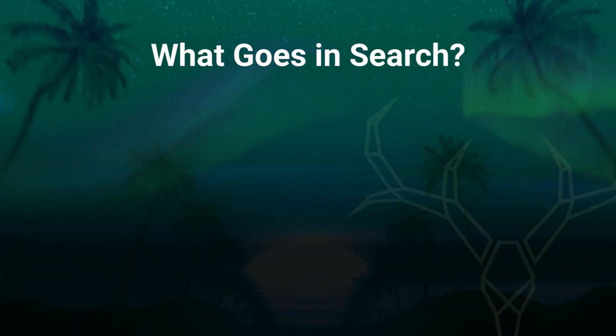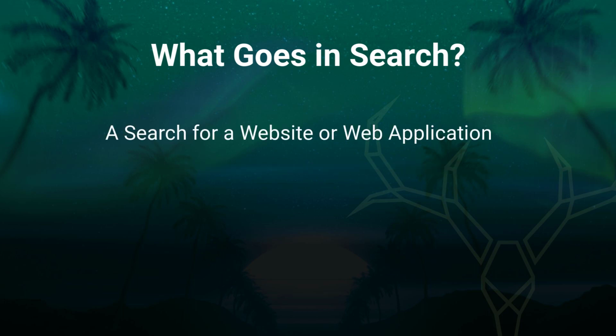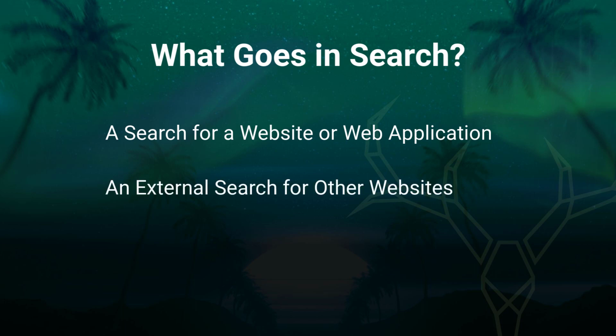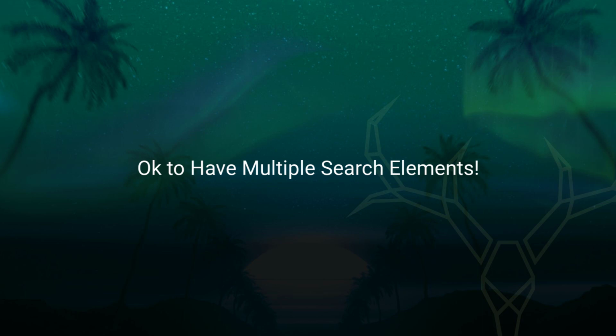It's also important to understand what types of search regions are appropriate to be placed within the search element. It should be used for any type of search or filtering functionality, really, whether you're adding search or filtering a website or app or a specific portion of a website or app, or even when searching externally to other sites or even the web as a whole. All of these things belong in a search element. Equally important to note here is that it's perfectly acceptable to have more than one search element within a website or app.